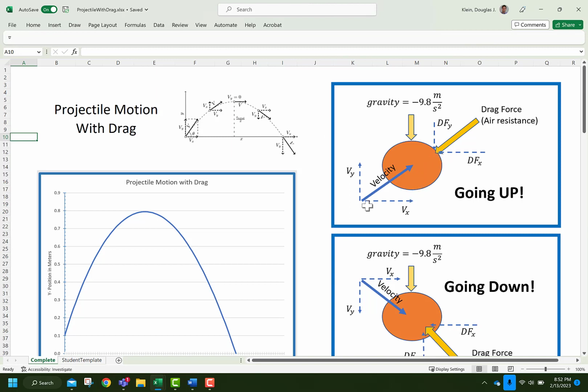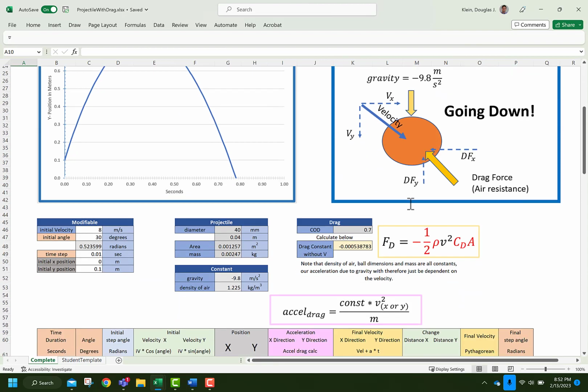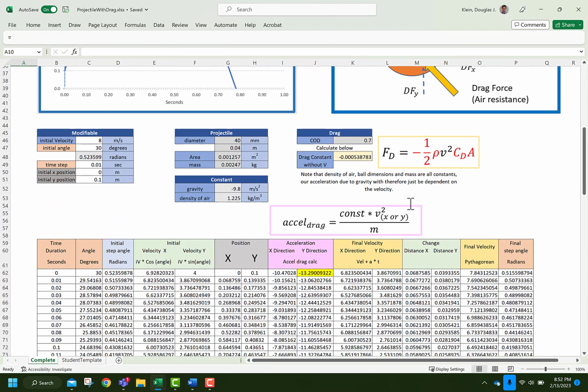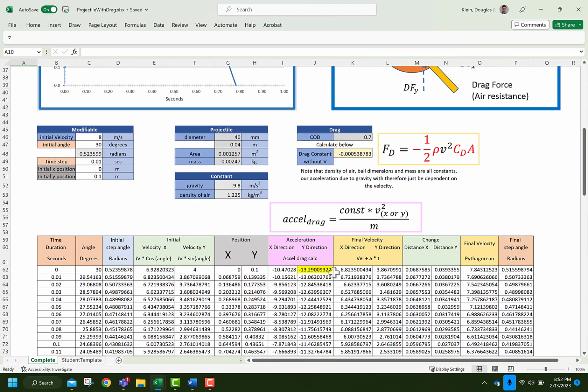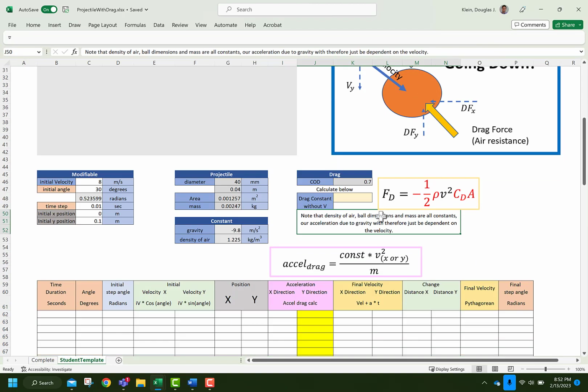Another unique thing is that while the ball is going up in the y direction, gravity is working against it. But when we start going down in the y direction, gravity is working with it. So I've gone through and we've already built this out. You can use a screen capture here to check your work as we go along, and I'm going to work on this setup over here.